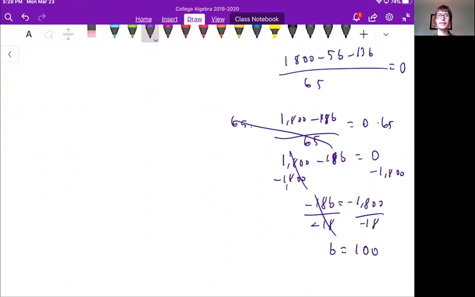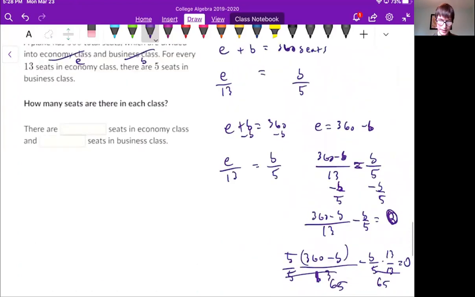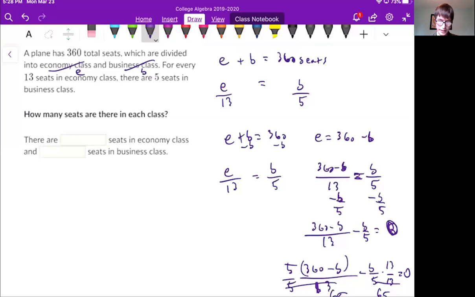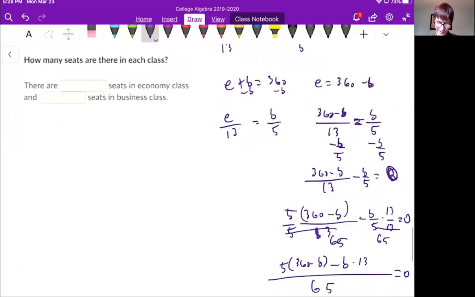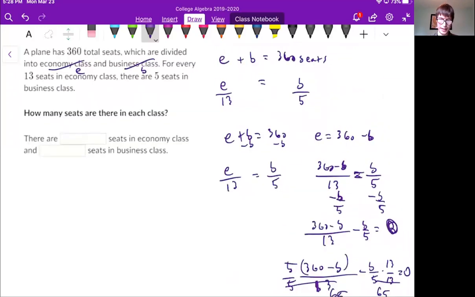So b is 100. Now we can find E. The business class is 100. And in order to find economy, we can use one of the previous equations: E over 13 equals b over 5, or E plus b equals 360. I recommend you use the simpler one that doesn't involve a lot of fractions. So we know that b equals 100. Let's plug 100 in for b into the first equation. E plus 100 equals 360. Cool. Because b is 100, it's the same thing.